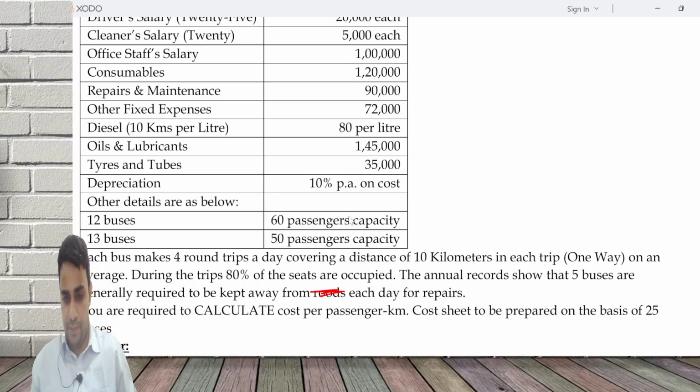Go through the question. It's a very lengthy kind of question.